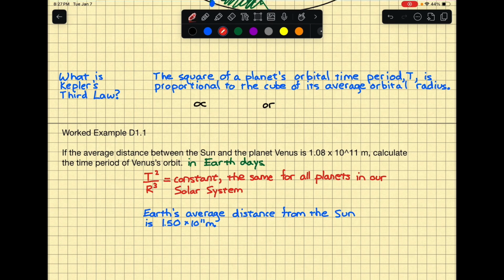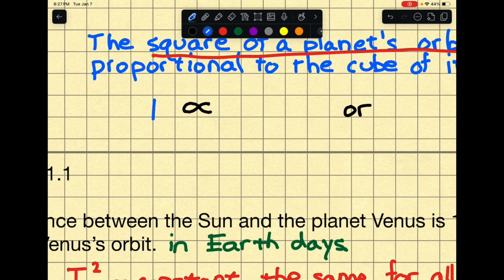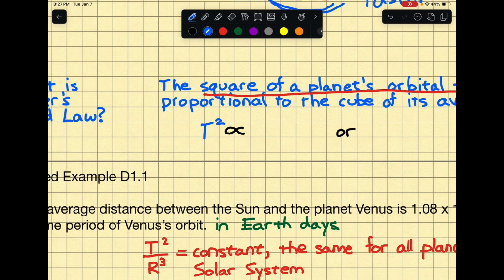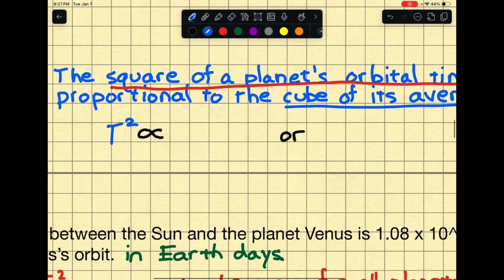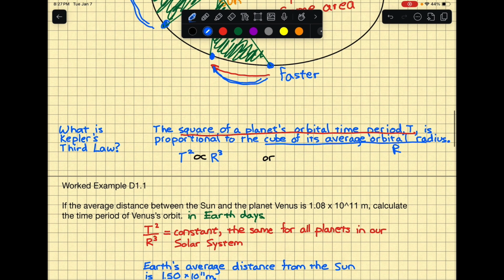So it's saying the square of a planet's orbital time period, T. So going down here next to my proportionality symbol, I'm saying T squared. T squared is proportional to the cube of its average orbital radius, which we'll call R. So it's proportional to R cubed. So if you square the period of the planet's orbital time, it's proportional to the cube of the average orbital radius.